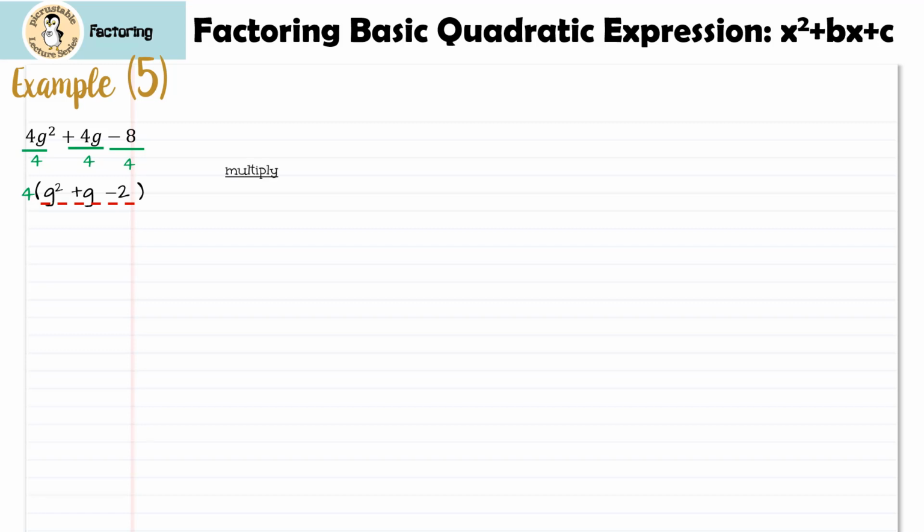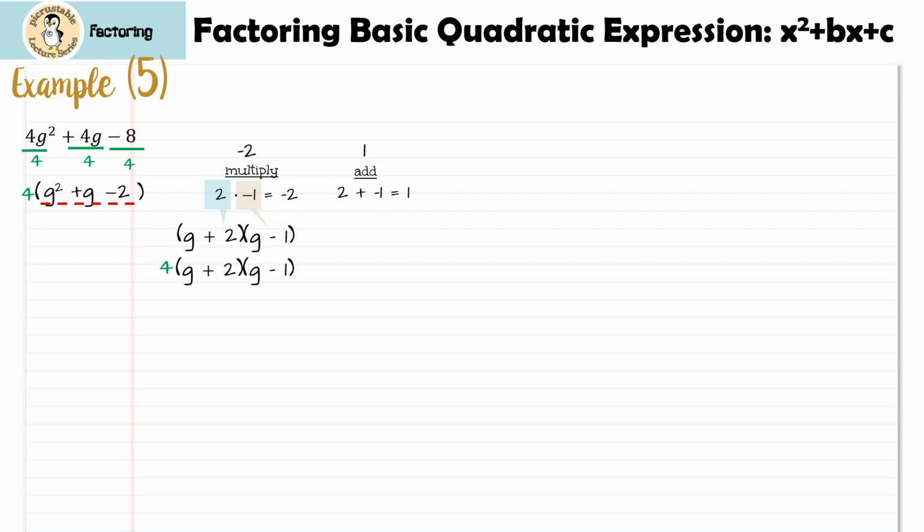Well, I know I'm going to multiply to negative 2, because that's my c. I also know I have to add to 1, because that's my b. So let's start guessing. Well, I know that 2 times negative 1 is negative 2. And 2 plus negative 1, we did it right away, is 1. Now let's factor. I know I'm going to have g plus 2, and then g minus 1. Cool. Now we're going to substitute that back in.